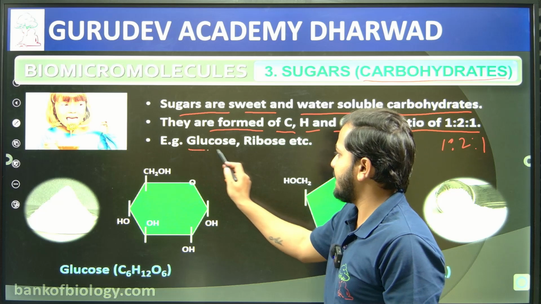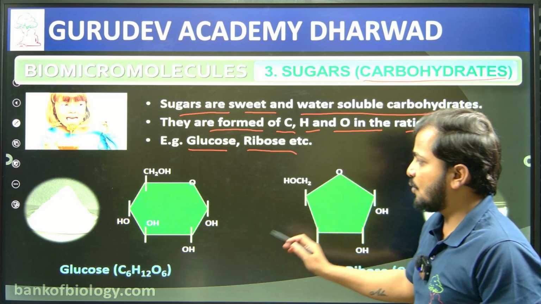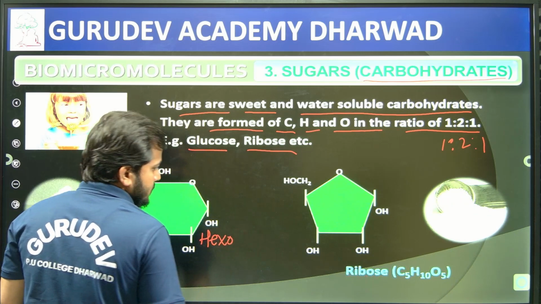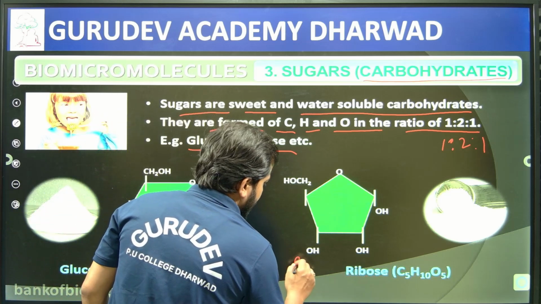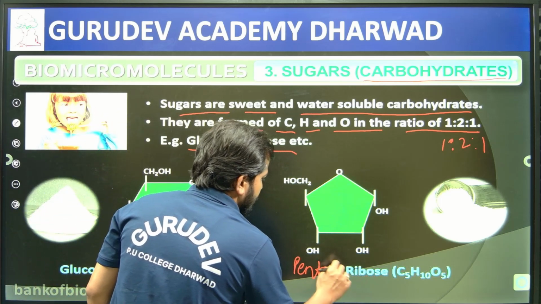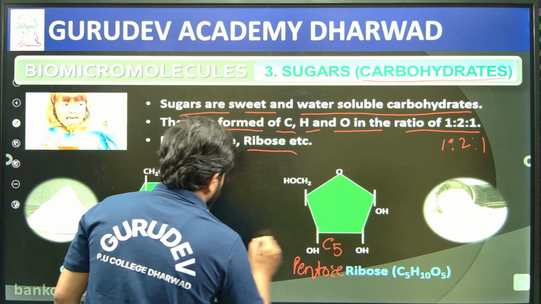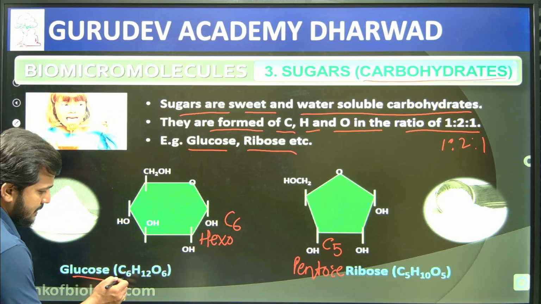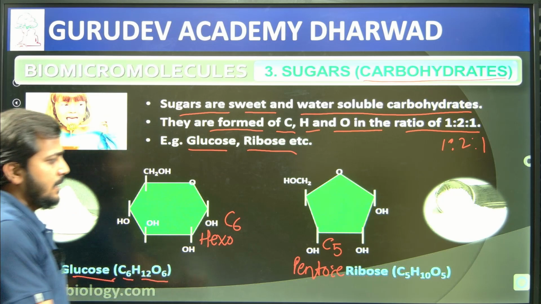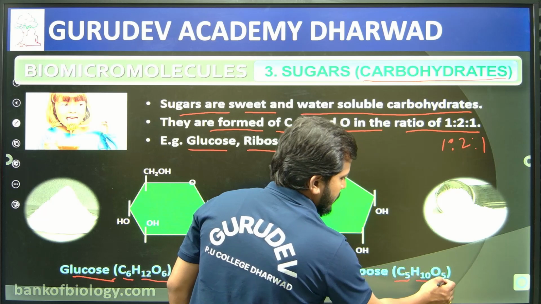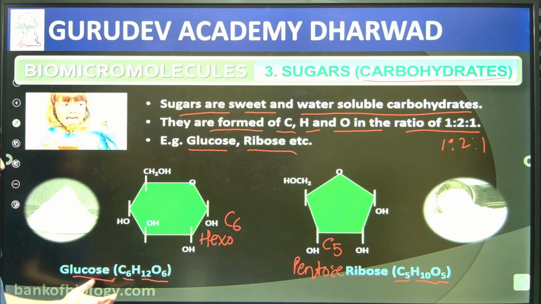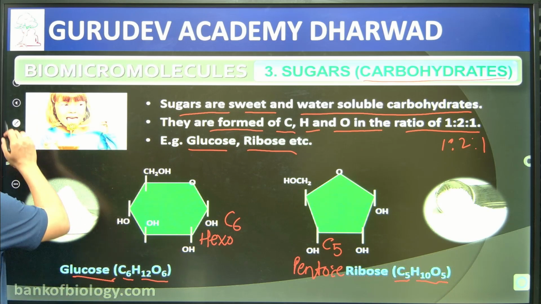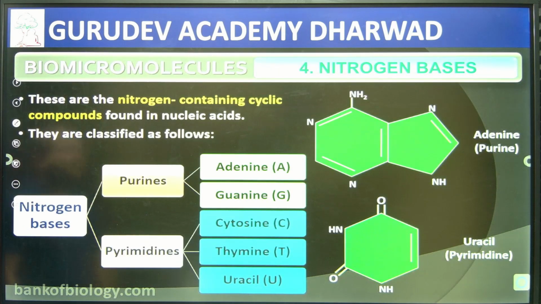Examples are glucose and ribose, right? Glucose is a hexose type of carbohydrate, and ribose is a pentose. Based on the carbon count, pentose is C5 and here you will find C6, right? Structurally, glucose is C6H12O6, and pentose is C5H10O5, right? So based on the structure we call it hexose sugar and pentose sugar.